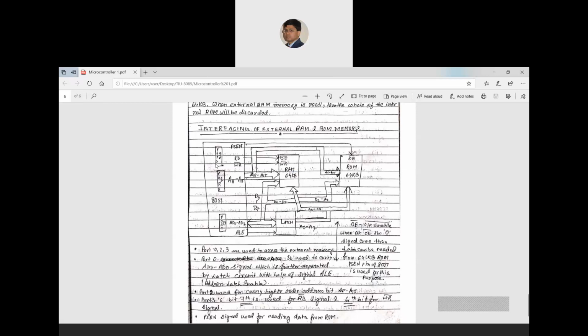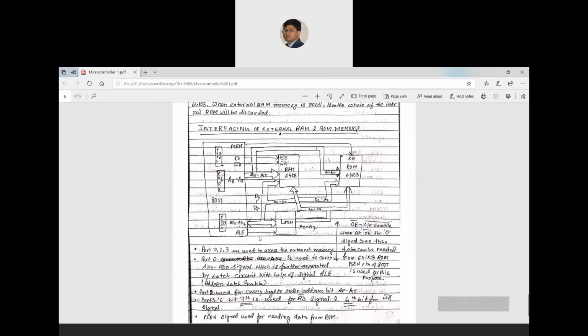The left hand side is the 8051 microcontroller. So this is the interfacing of external RAM and ROM memory with the microcontroller. As per our discussion, internally there is a RAM and ROM having a different size, but we can connect a maximum of 64 kilobyte of RAM and a maximum of 64 kilobyte of ROM. Basically there are four blocks: one block for the 8051, one for RAM, one for ROM, and one for the latch.